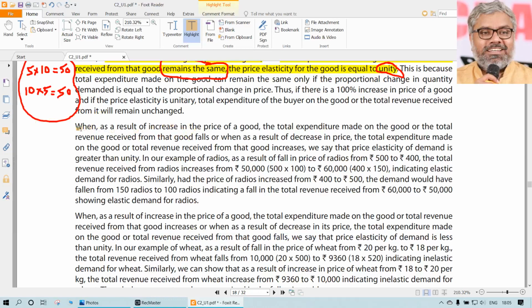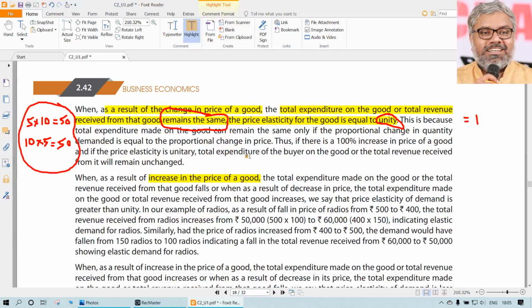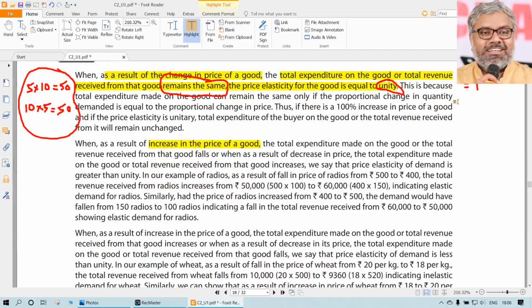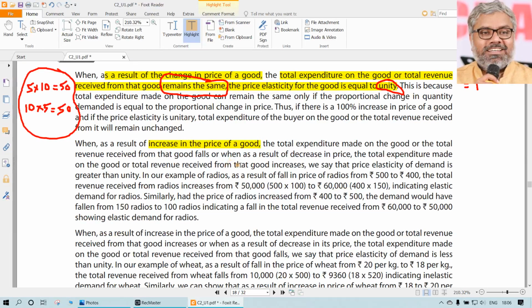Now the second case. Here we are looking at one direction only. Of course, here there is no difference between increase or decrease, because from 5 to 10 multiplied you got 50, and 10 into 5 multiplied you also got 50. So whether you go from this direction or that direction, the ultimate result is the same. That is why the word used here is change in price, because the elasticity is equal to 1. Here the opposite thing is also possible, so we have to be careful.